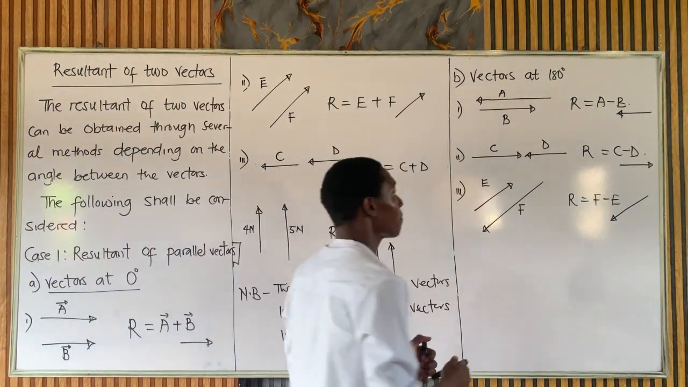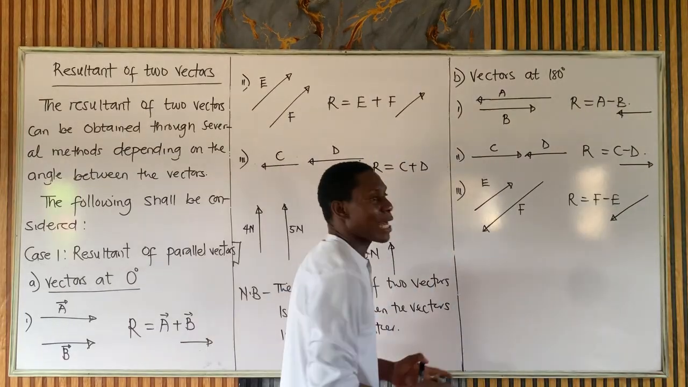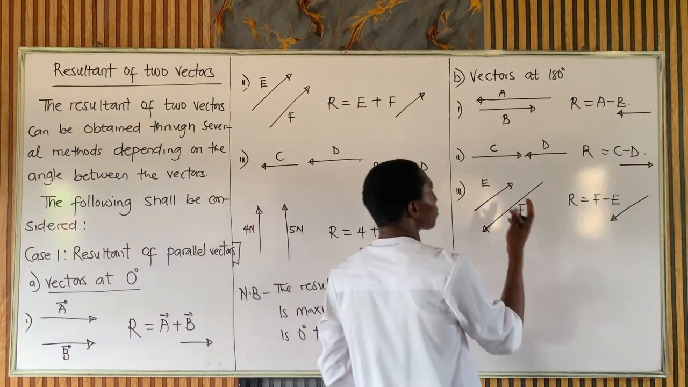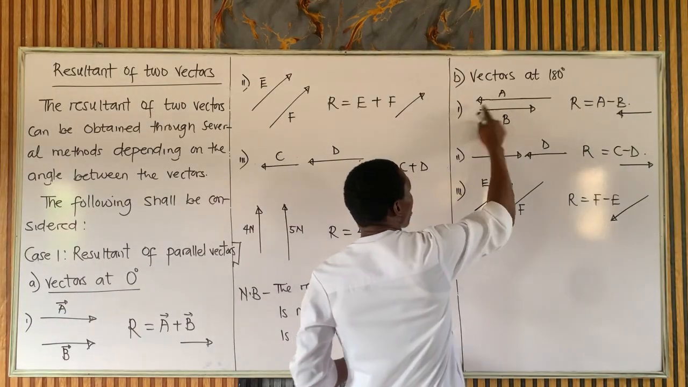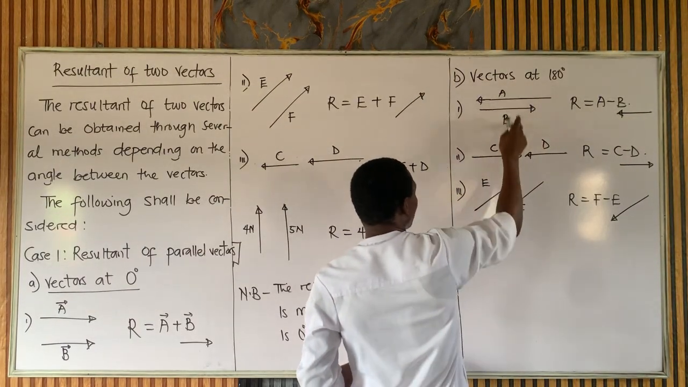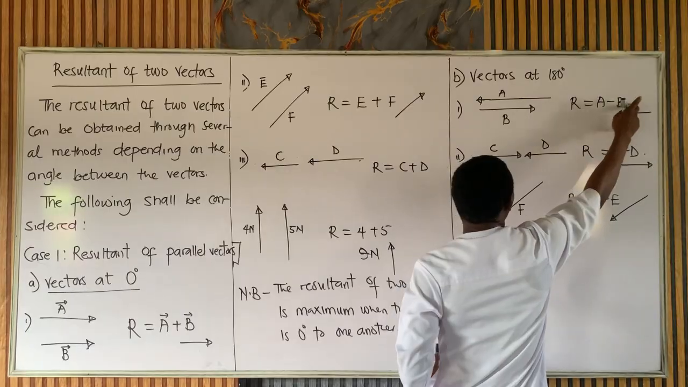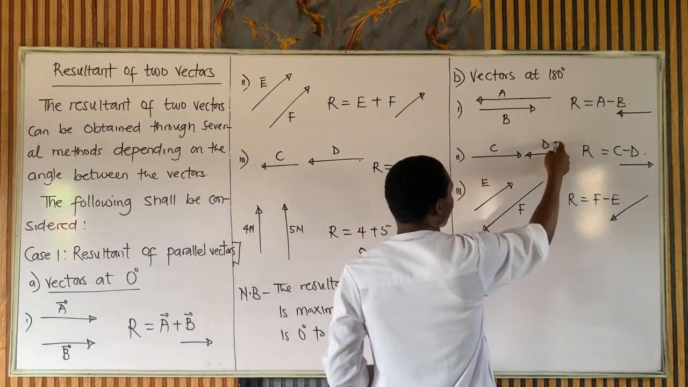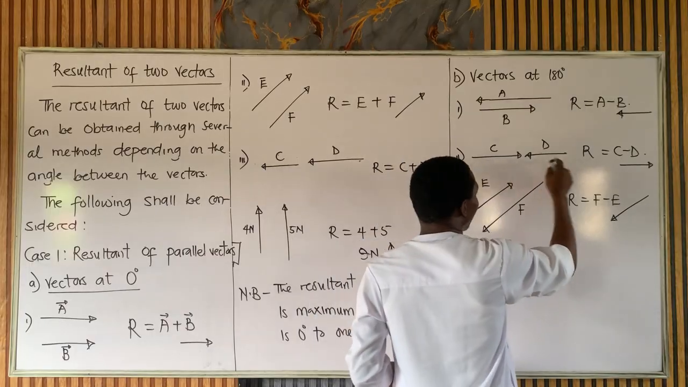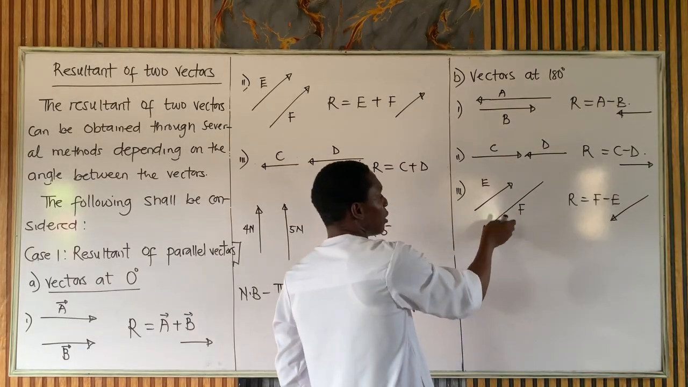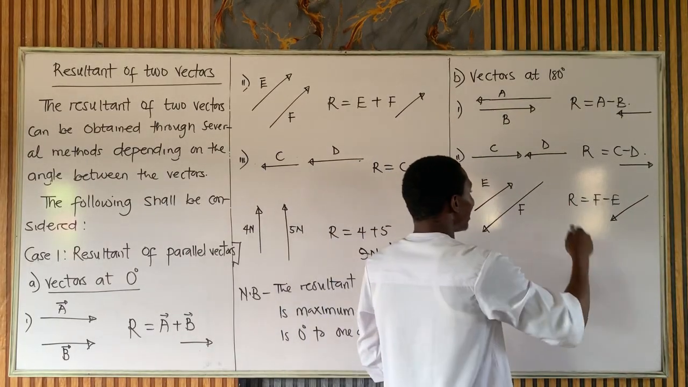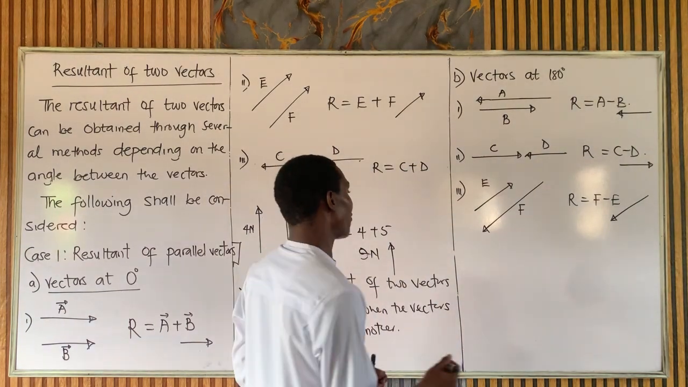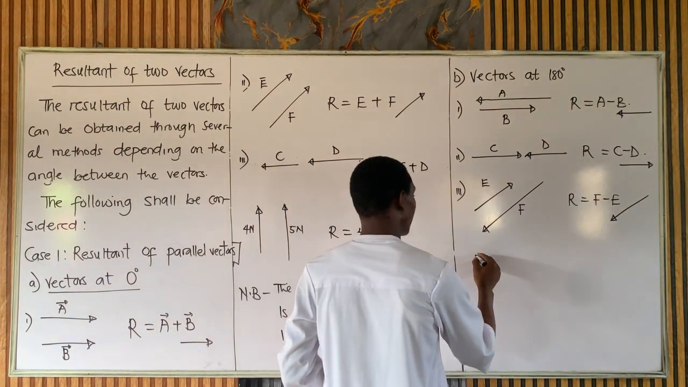Now look at this. These are parallel vectors, but at 180 degrees to one another. And how do you get the resultant? You subtract the smaller from the bigger. Now, because A is longer, we assume A is bigger than B. So it will be A minus B, and in the direction of the bigger vector. And so this is C minus D, assuming that C is bigger. Look at this now. F is longer than E, so it will be F minus E, in the direction of the bigger vector, which is F. Now, for instance, let's say we have two vectors like this.